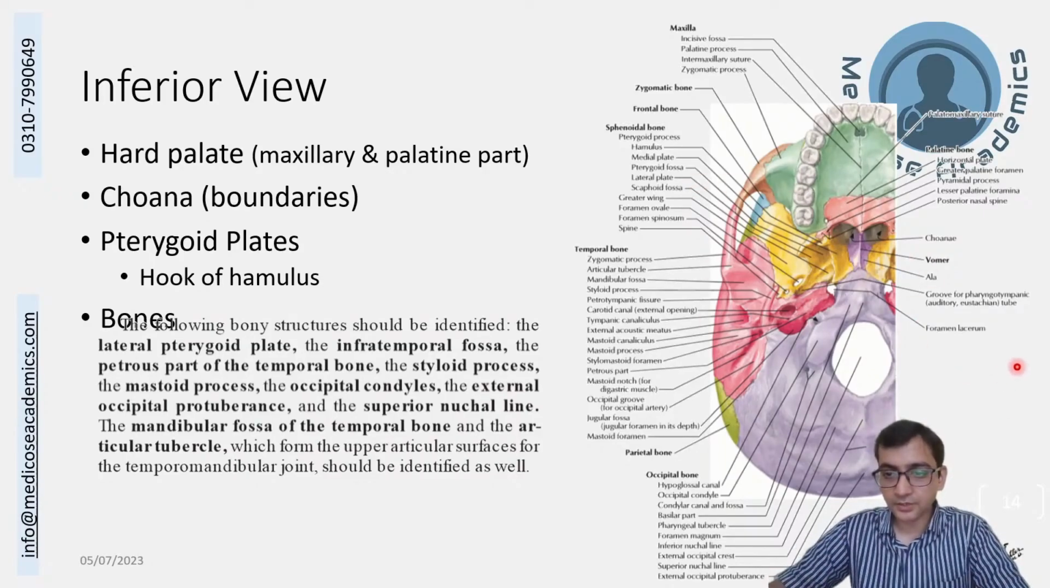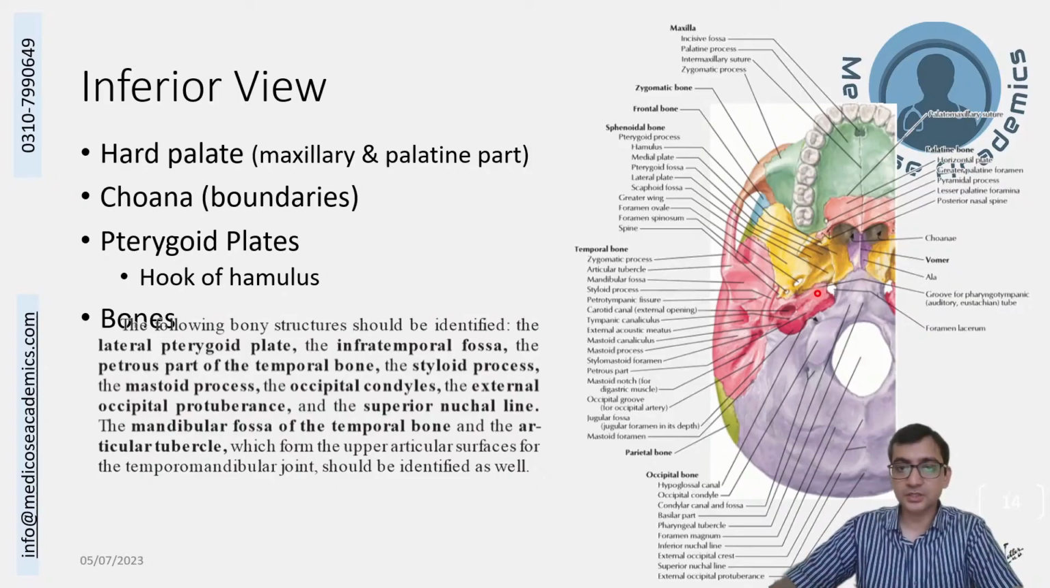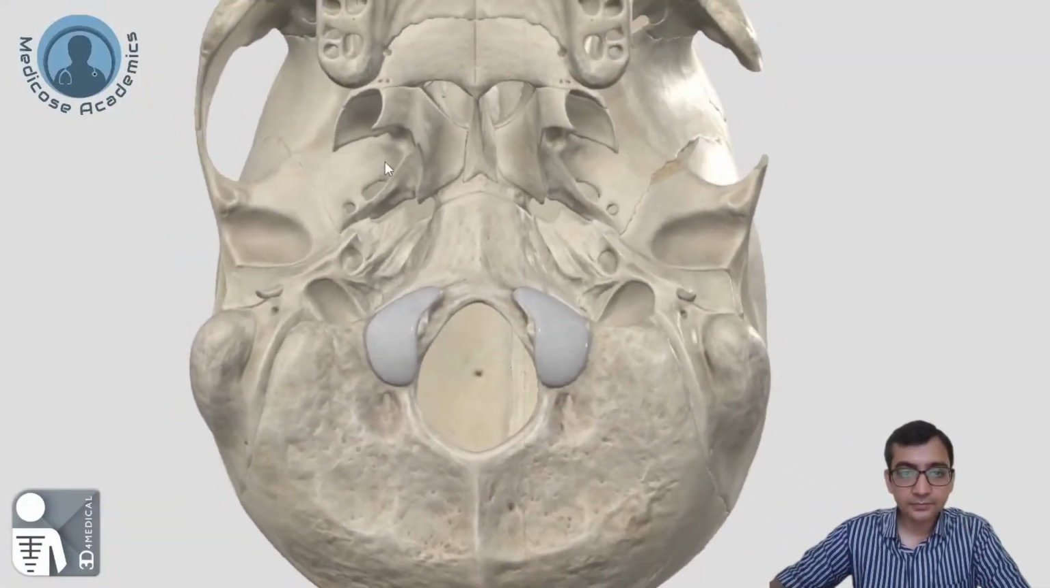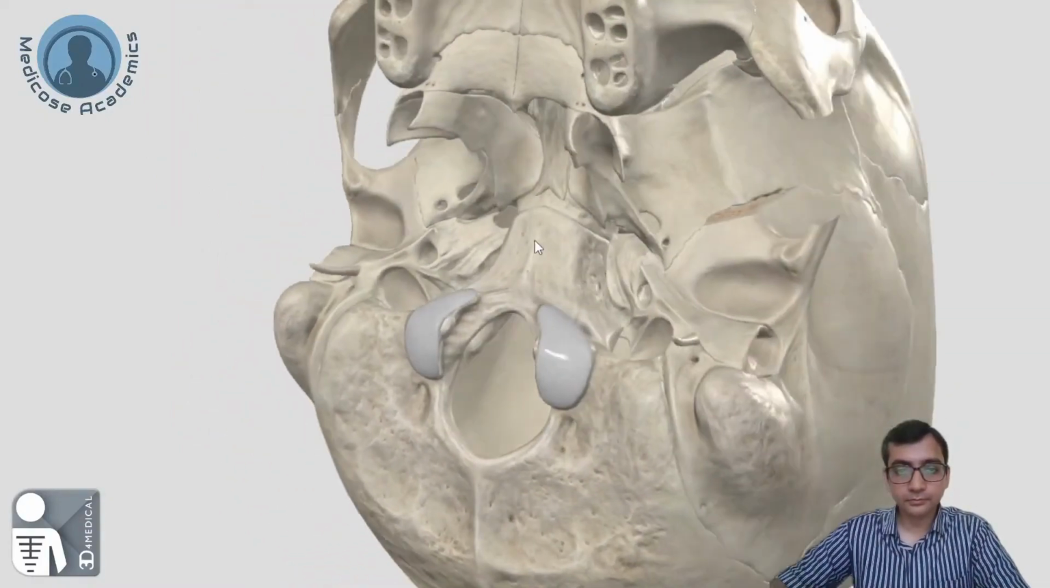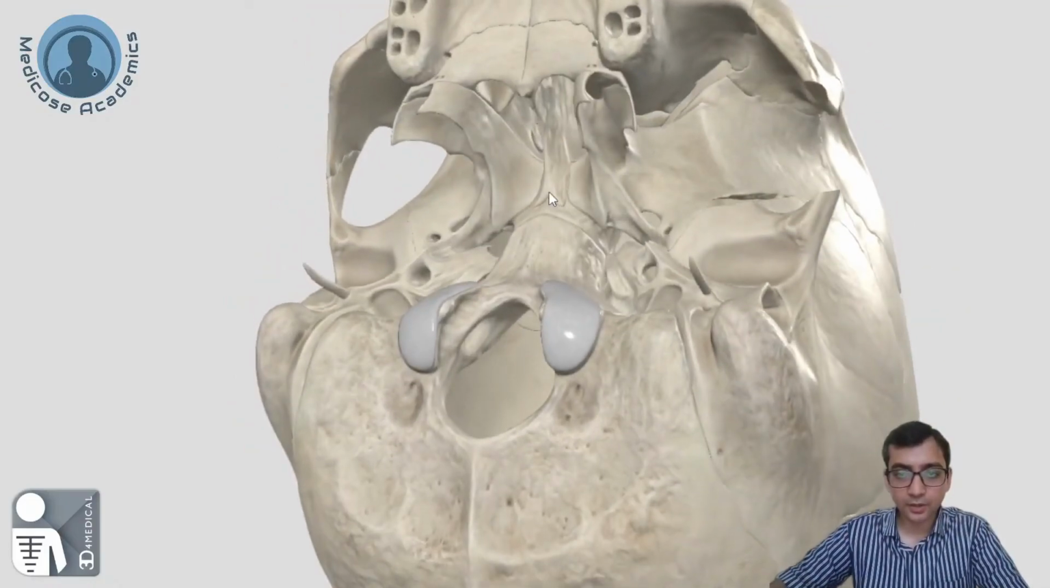So let's take the parts of the sphenoid bone. Let's check if we have covered all of these. The whole of it is called the pterygoid process, and it contains this medial plate and this lateral plate. The medial plate has a downward extension, the hamulus, and the lateral plate does not have a counterpart expansion. The space present between these two is known as the pterygoid fossa.